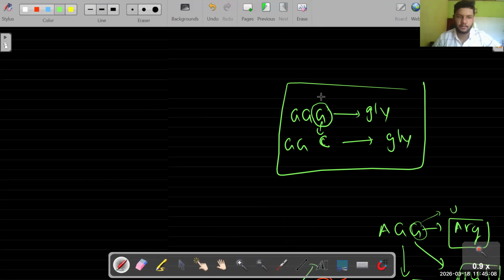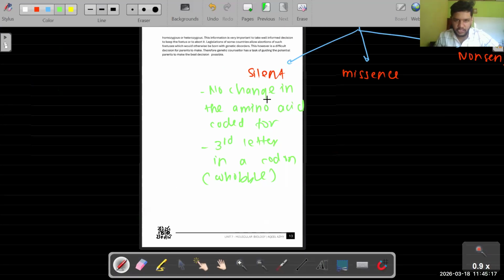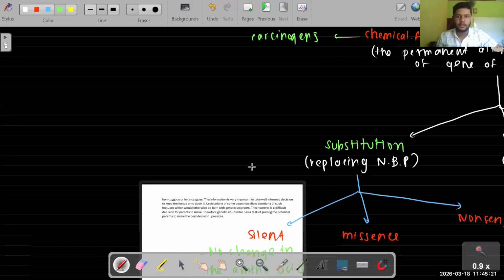What type of mutation is that? Silent mutation. Silent, right? See here, I have put in the note. No change in the amino acid coded for. Why? The third letter in the codon is a vowel.